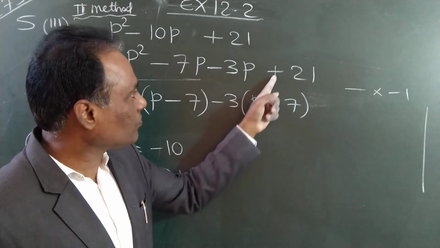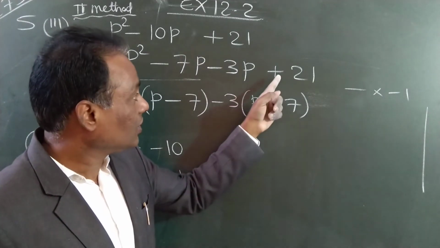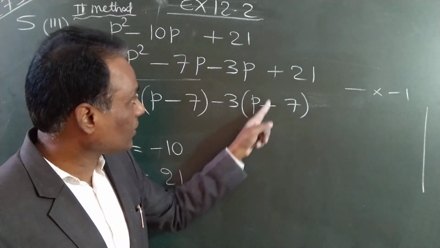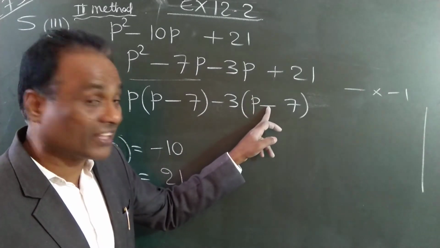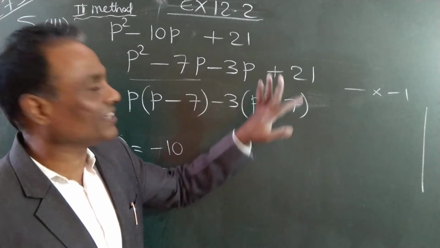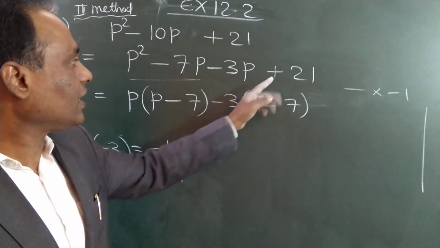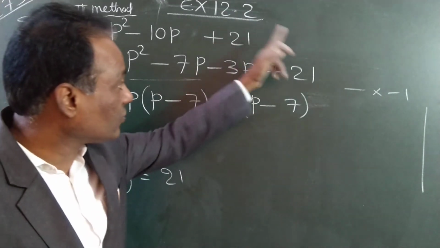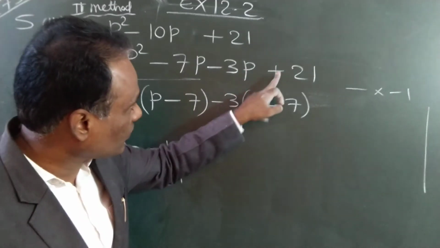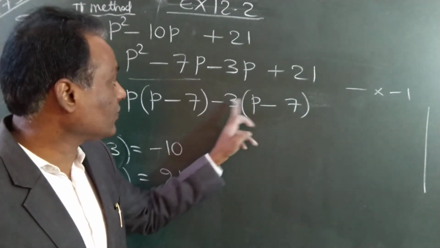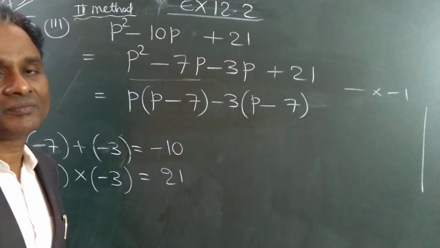Why am I getting this plus as minus? Because if you write plus, minus into plus will become minus. So plus means we have to get plus only. Minus into minus plus, 3 sevens, that is plus 21. So whenever we are taking minus common, signs will change. Minus 3p, this will become plus, this plus will become minus, because minus into minus is plus 21.